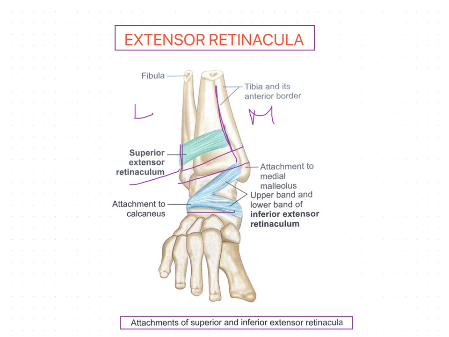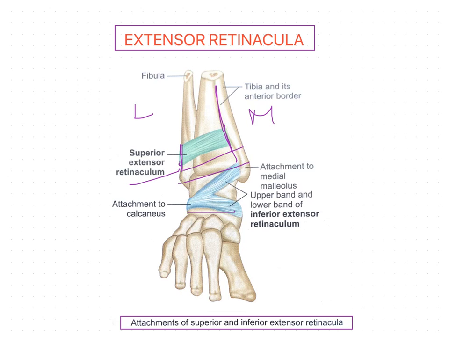Just above the lateral malleolus, this is forming a boundary on the elongated triangular area. Okay, and these are the attachments of the superior extensor retinaculum.